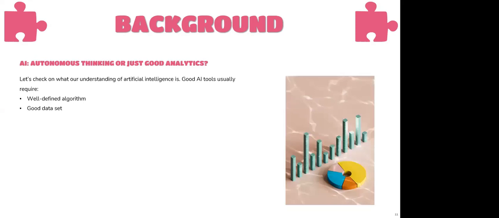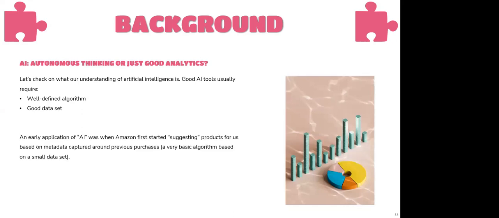Then AI itself, when we check in on our understanding of the technology: good AI tools usually require two items. They require a good algorithm and a good data set. If we go back to the early days of what we could consider early AI, you might argue whether it is AI or not, but when Amazon first started suggesting products to us based on the metadata around our purchases. You might be too young to remember online shopping in the early noughties, but I remember you had a shopping basket, and cookies would collect data about you. The next time you logged into Amazon, it would start suggesting products based on your previous purchases. So its data set was basically your shopping preferences.